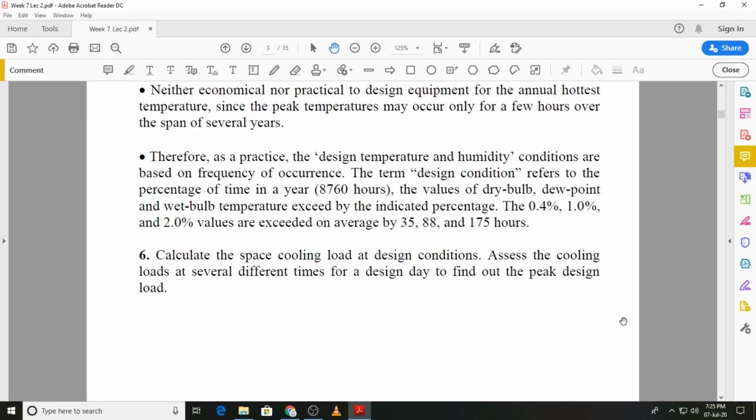Another thing that we must also do is to calculate the space cooling load not at just one time and during one month in the year. You will probably go for the hottest month, but you will also calculate the cooling load at different hours of the day, so that you have a correct idea of the peak load that occurs on that day, and against that peak load you will then size your air conditioning system.